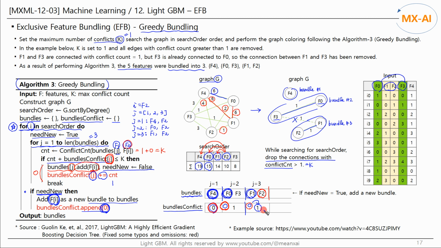Handling F3 in this way puts F3 in the second space in the bundles list. The final result of the bundles list is like this. F4 is one bundle. F0 and F3 are bundled together. F1 and F2 are bundled together. That's the result. This is how Algorithm 3 works. Algorithm 3 in the paper has typos and some missing parts. Modified them with red text.